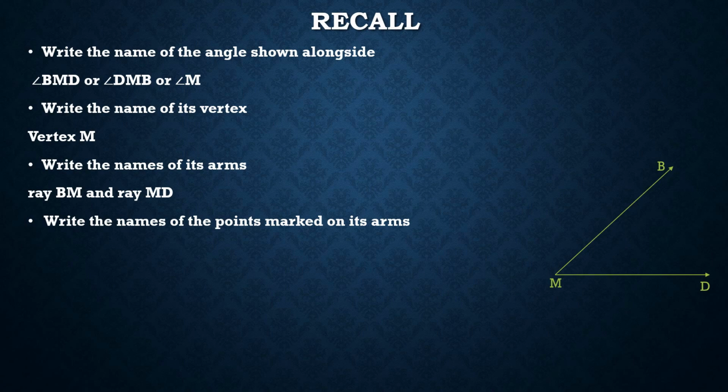Last, write the names of the points marked on its arm. So we have to write the names of the points which are seen on the arms of the angle. Point B, point M and point D are the points marked on the arms of the angle.